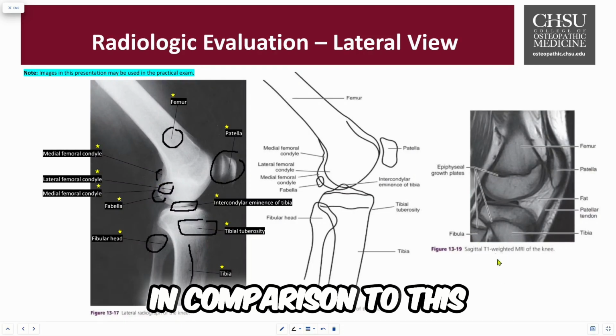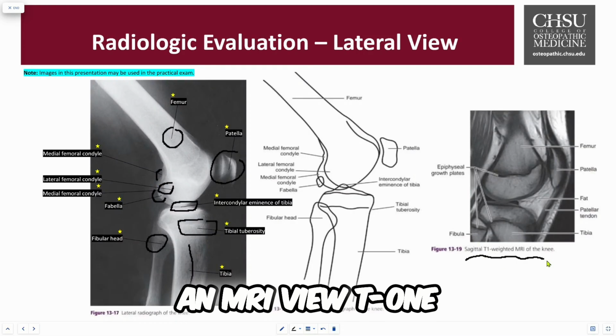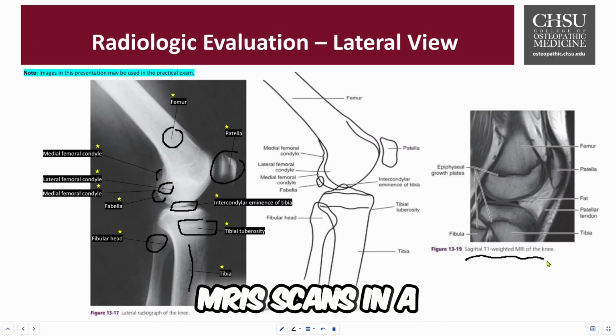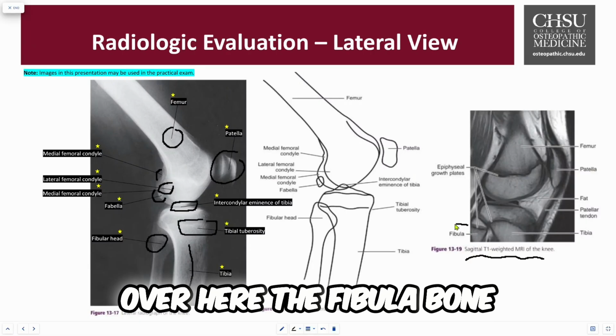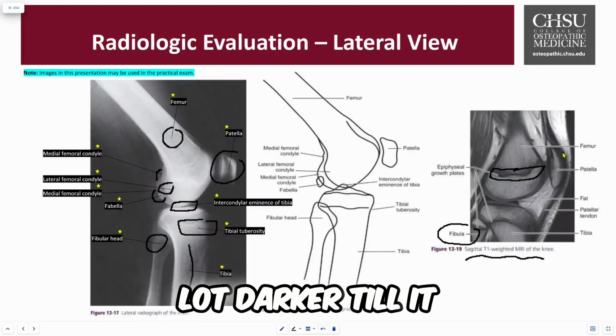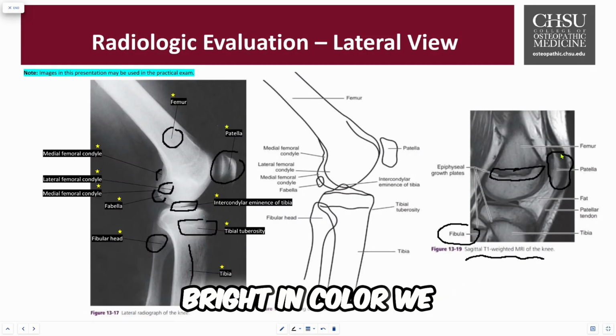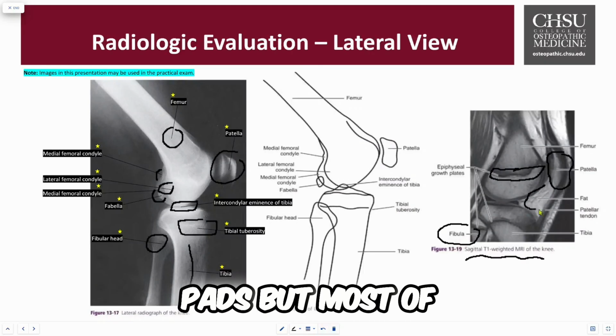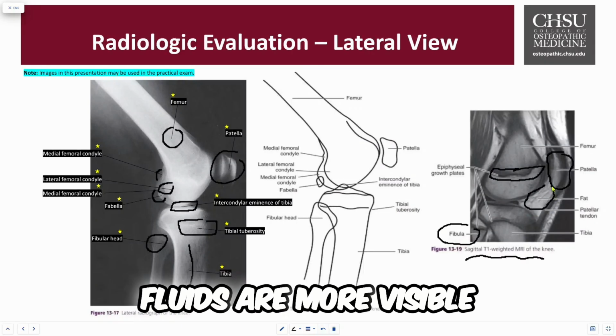In comparison to this, we also have an MRI view, T1, and we'll have some MRI scans in a bit, but you'll see over here the fibula bone. Parts of the growth plate are shown a lot darker. The patella looks a little bit different as well. It is still kind of bright in color. We also have the fat pads, but most of the fat and the fluids are more visible compared to the bony structures.